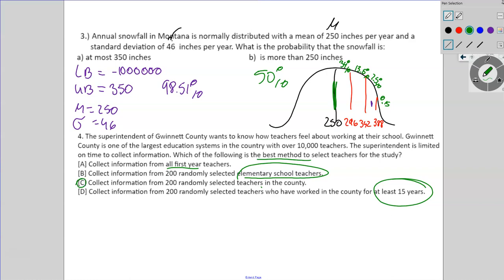So the correct answer is C, collect information from 200 randomly selected teachers in the county. So we're giving an opportunity to everybody to take a survey. So this will be the most accurate. This will be simple random. Okay?